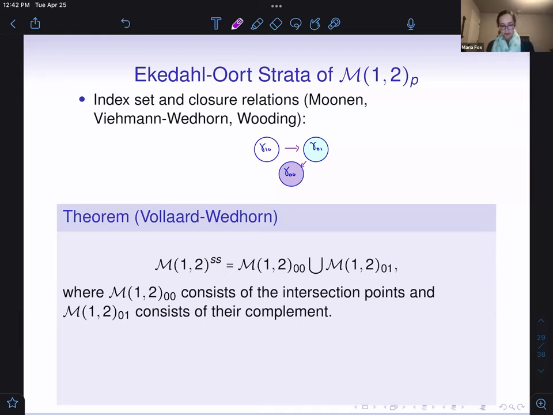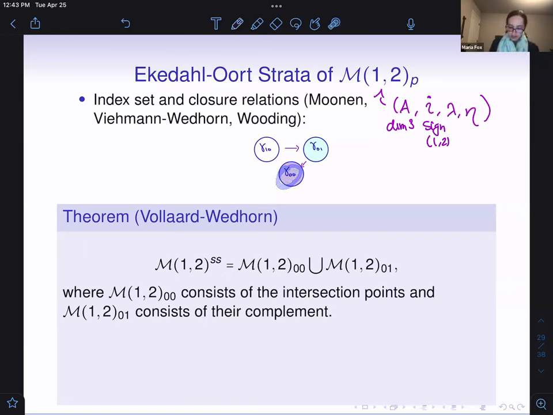We also know some about the closure relations. That's due to Viehmann and Wedhorn. And this particular example, one resource for, at least to this point, is due to the thesis of Amy Wooding. So this diagram is just saying there's three Ekedahl-Oort strata when we're studying abelian varieties of dimension 3 with an action of signature (1,2) on the base point and its extra structure. And the closure relations go like this.